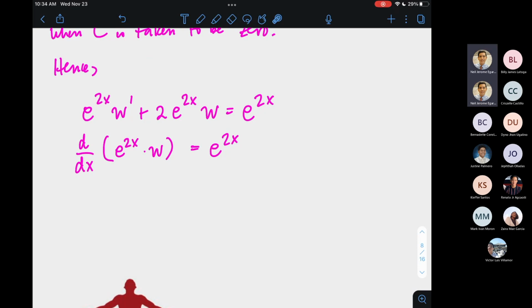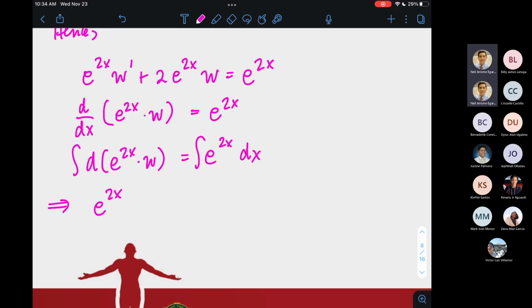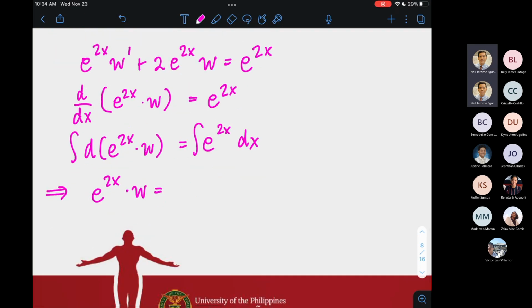Okay? Now I can multiply both sides by the differential with respect to x. So magiging d of e to the 2x times w na lang yung left side. Then it would be e to the 2x dx. And then now I can integrate. Then this will give us e to the 2x times w equals 1/2 e to the 2x plus an arbitrary constant d. Okay. Tama ba integral ko? Yes. Okay. Now, remember, what we are looking for is y sub p, isang particular solution.